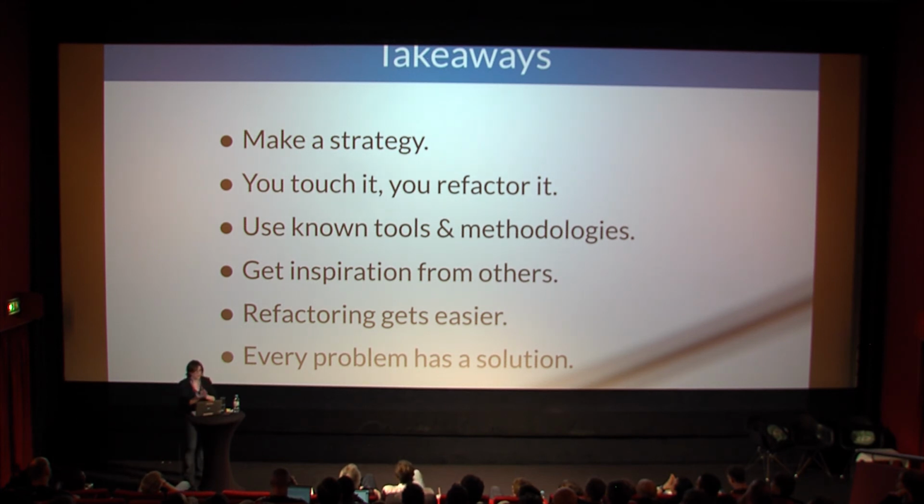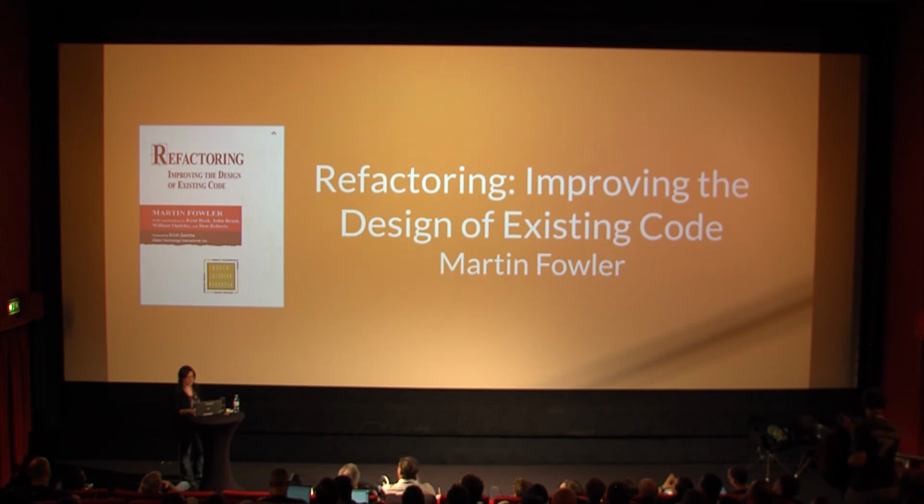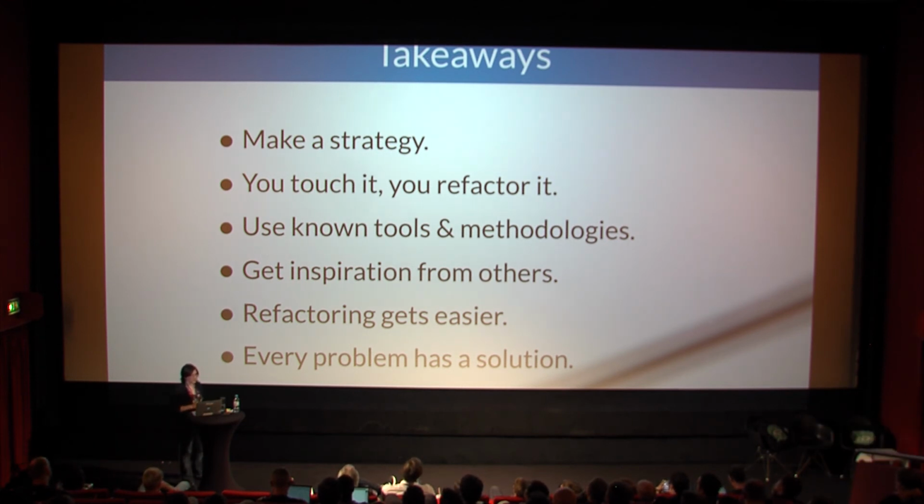Takeaways from this talk: start by making a strategy. If you touch the code, you have to refactor it. There are known tools and methodologies. So there's a book actually by Martin Fowler. It's actually on my next slide. There's a book called Refactoring: Improving the Design of Existing Code. So step by step, you can see the different manipulations in the code you can do in order to progressively refactor it. So really more on the code level examples.